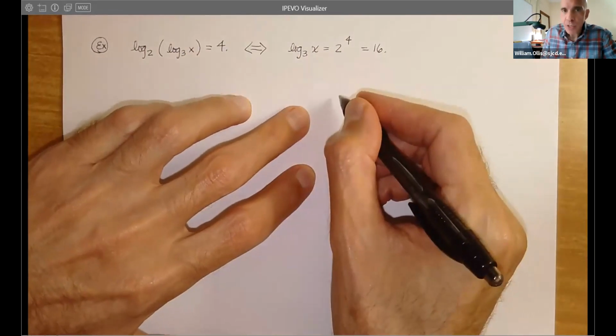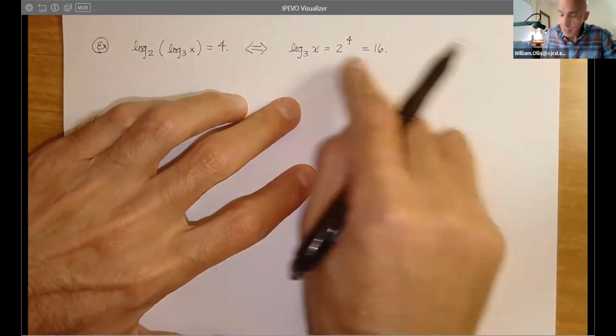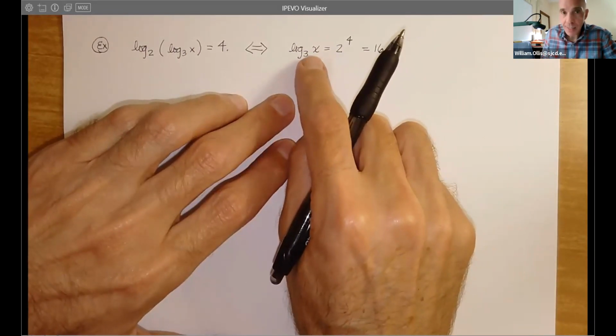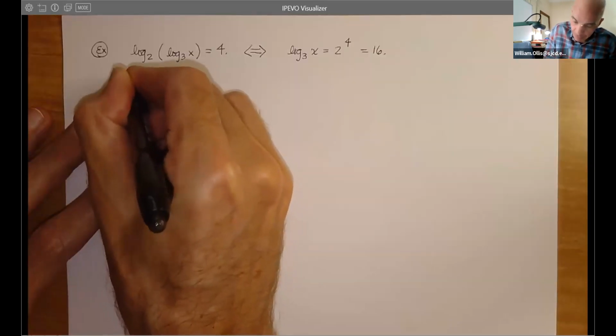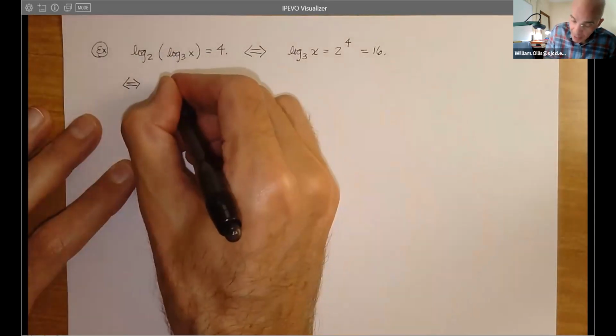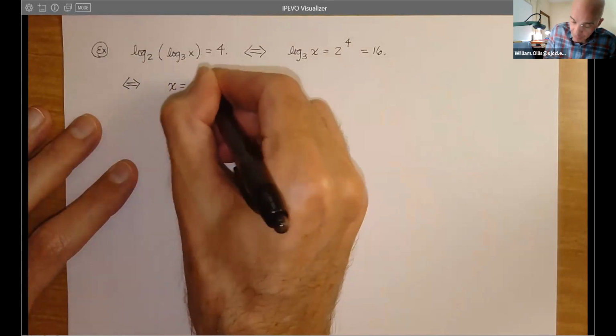So now we just do the same thing again. What's a logarithm? It's the power of the base. So now this says the power of 3 that equals x is 16. So we can write that down. That is, in this particular case, x equals 3 to the 16.